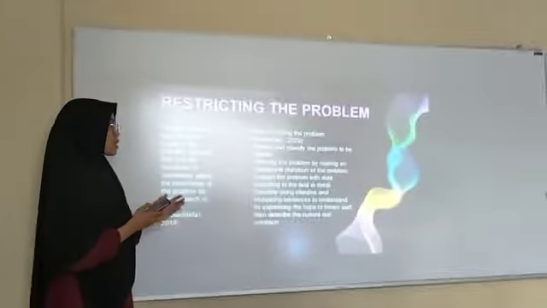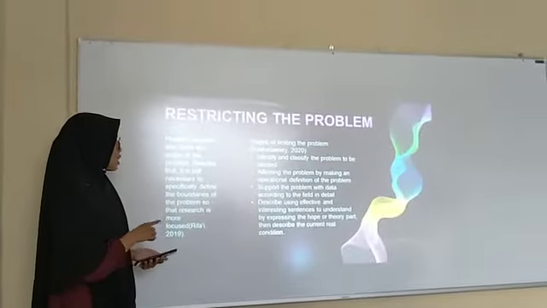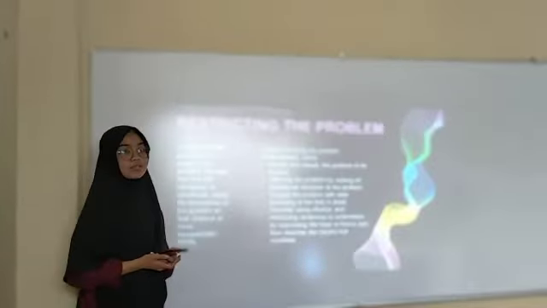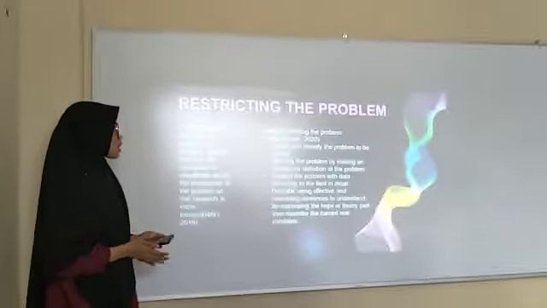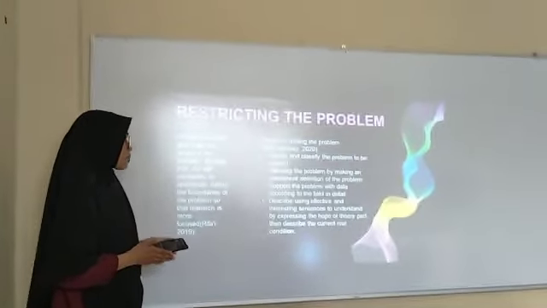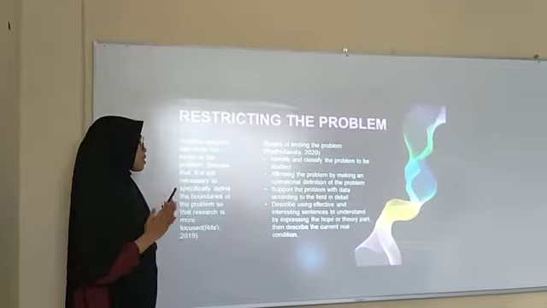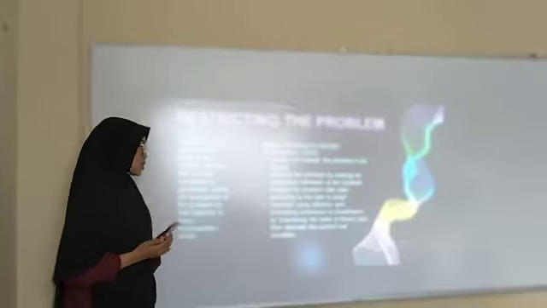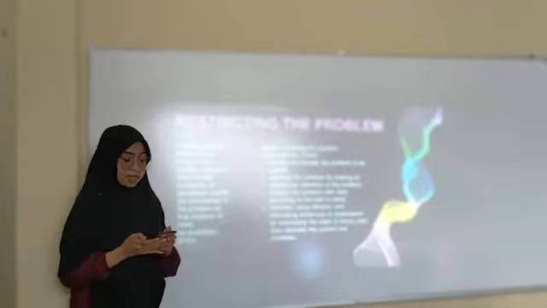And we can see on the screen the 1, 2, 3, and 4 stages of limiting the problem according to Shafnidawati 2020. The first is identify and classify. The second is affirming the problem. The third is support the problem. And the last one is describing using effective and interesting sentences to understand. Next.